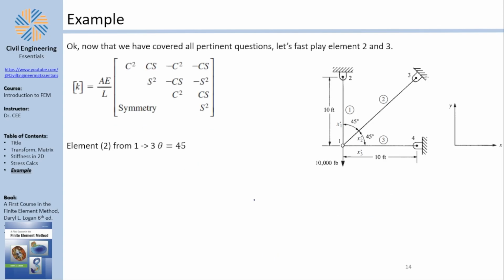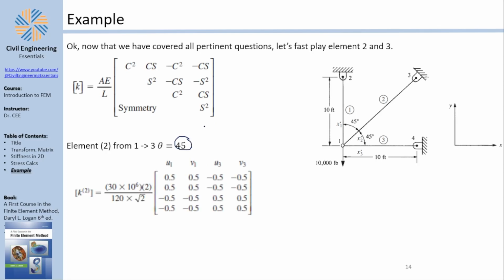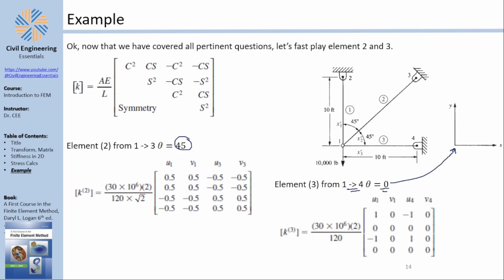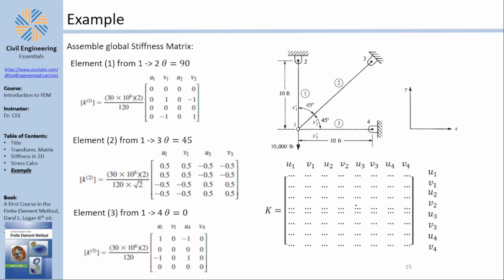So those are the elements 2, which is from 1 to 3 with theta equals 45, directly from the cosine, sine, and so on. And then element 3, which is from 1 to 4 with 0. And if you have 0, it means it coincides with the global axis, and you can see the very similar pattern of 1 and -1. With that being said, it's time to assemble the stiffness matrix. We have done this a million times, so I will fast pace it very quickly.